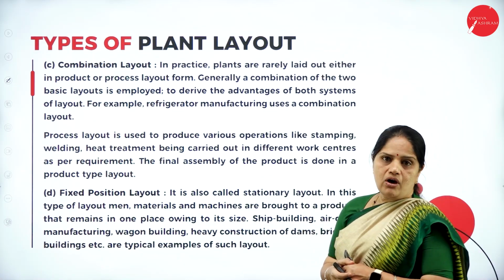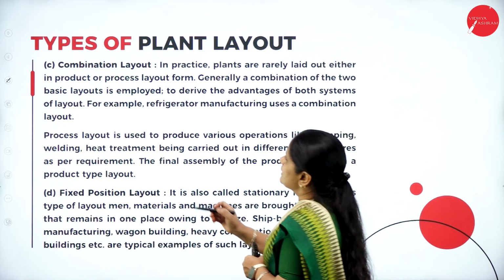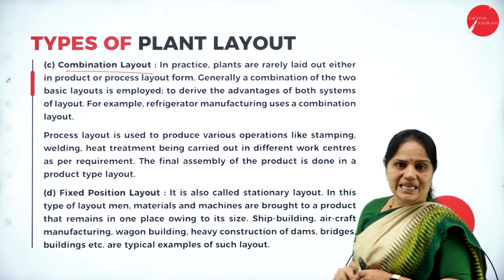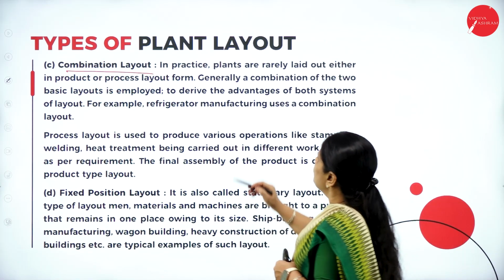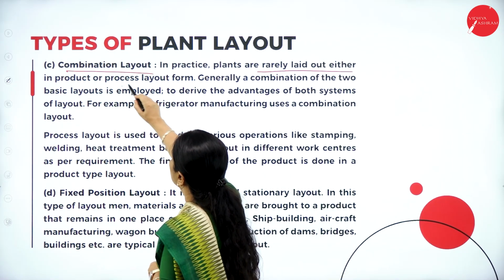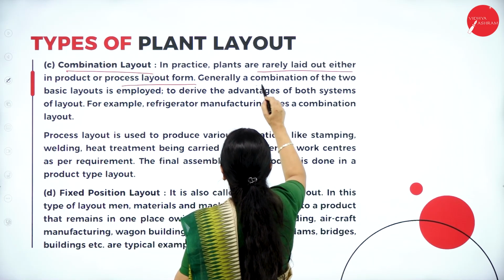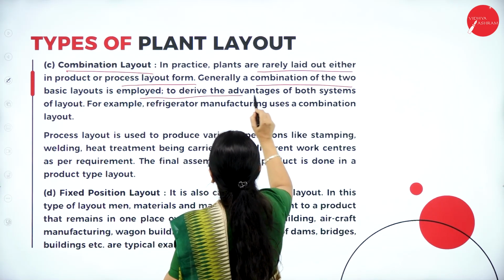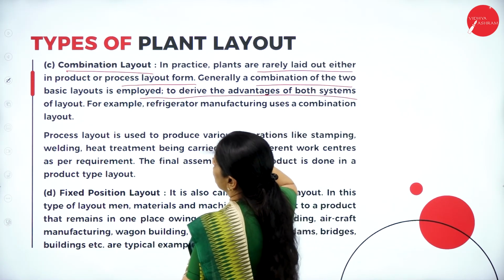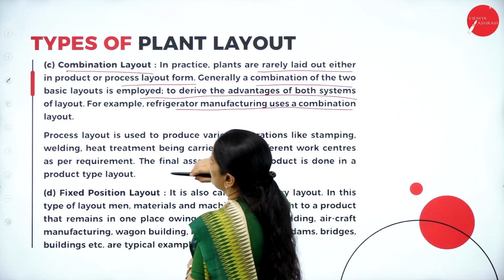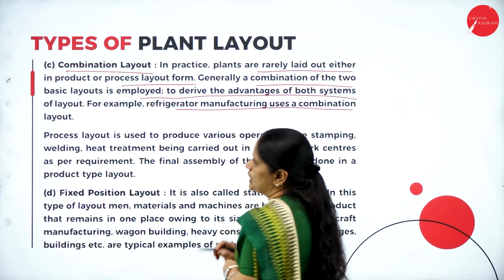Next, the types of plant layout. The first one is the combination layout. What is this combination layout? In practice, plants are rarely laid out in either product or process layout form. Generally, a combination of the two basic layouts is employed to derive the advantages of both layouts. For example, refrigerator manufacturing uses a combination layout.